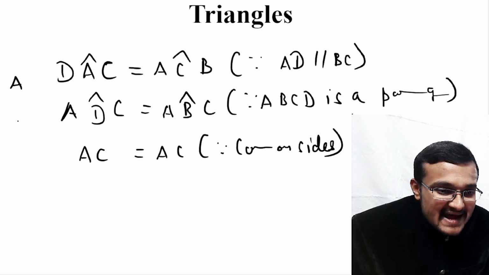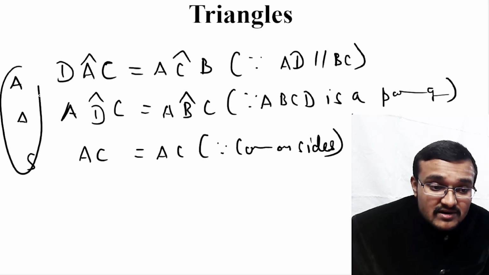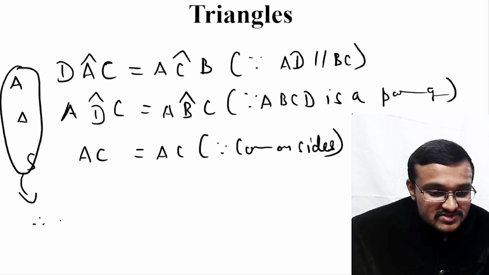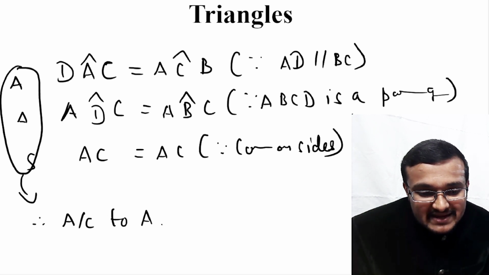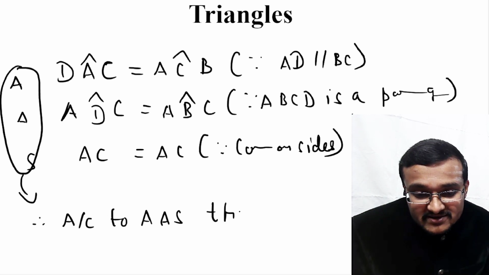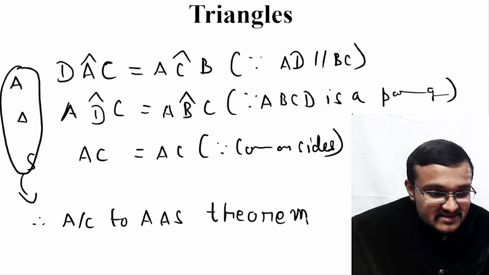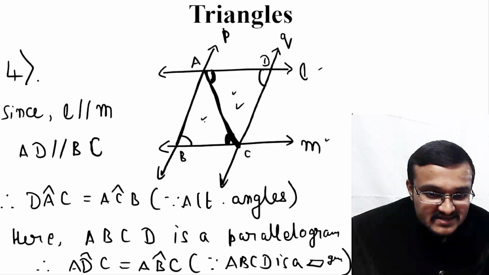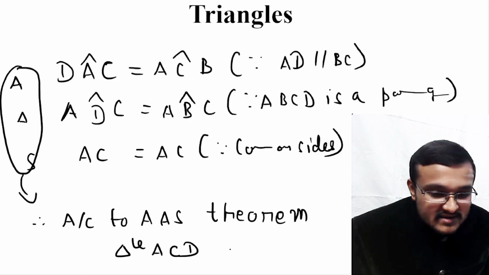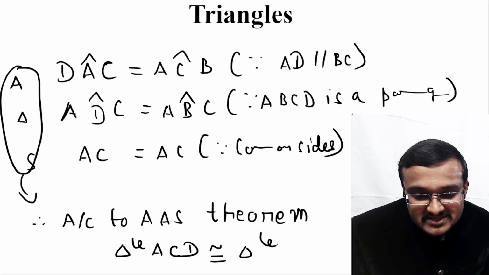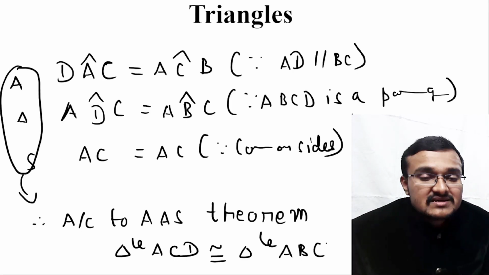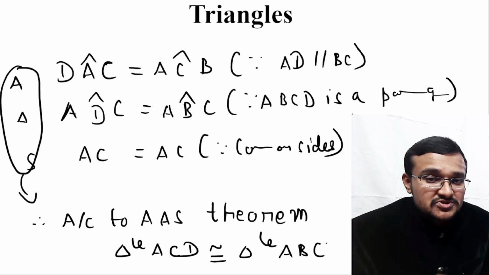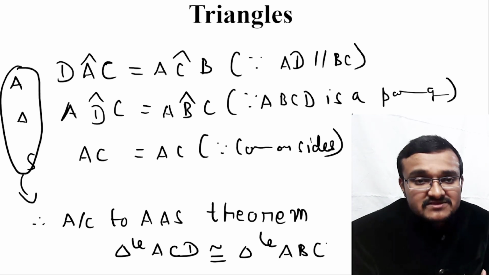So according to the angle side theorem, triangle ACD, that is this particular triangle ACD, is congruent with triangle ABC. This is the fourth question, and this is all there in this particular video. The next questions in this exercise I will be teaching in my next videos.